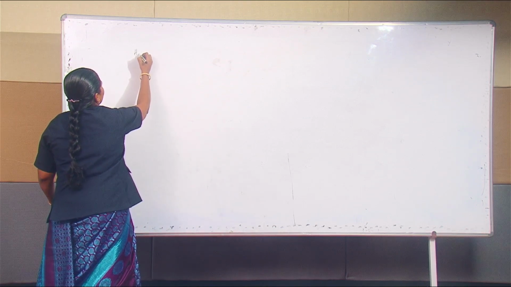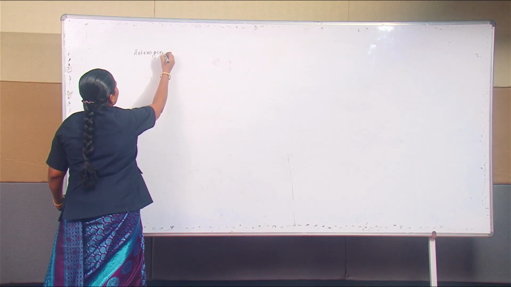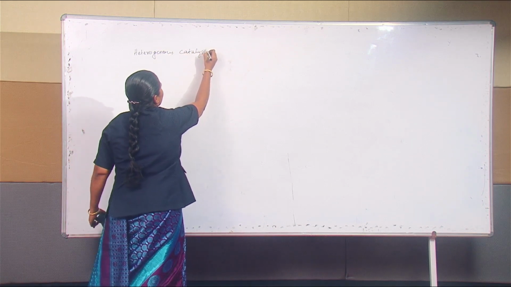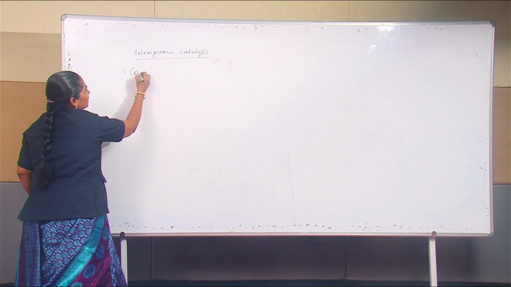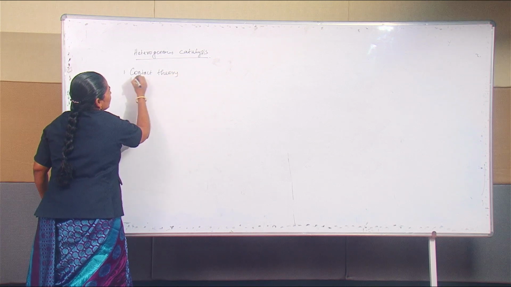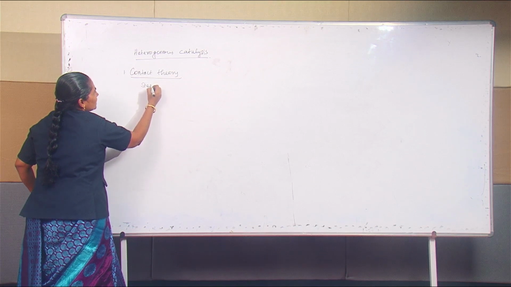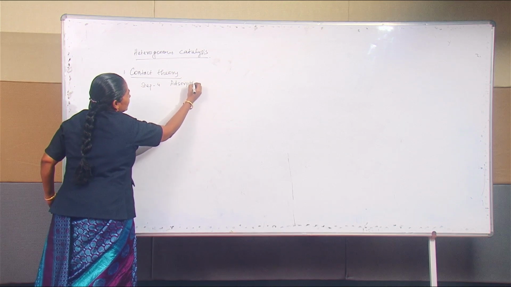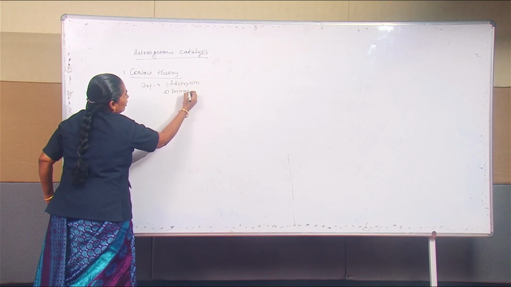So we have learnt about what is heterogeneous catalytic reaction and how this reaction is taking place through contact theory. So in contact theory, we have seen about 4 steps. First step is adsorption step. Second one is formation of activated complex.